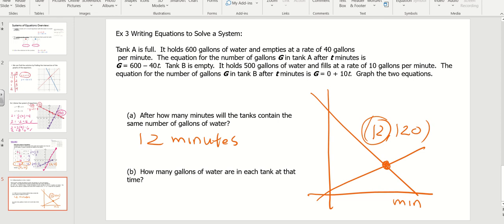Now, part B says, how many gallons of water in each tank? Well, remember, your y-axis was about gallons. So 120 is the number of gallons. So 120.